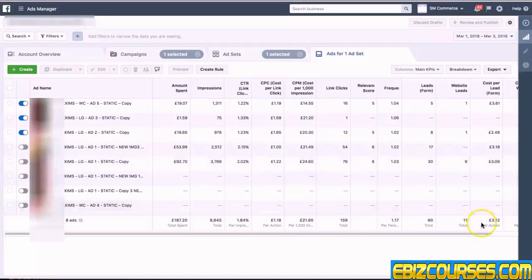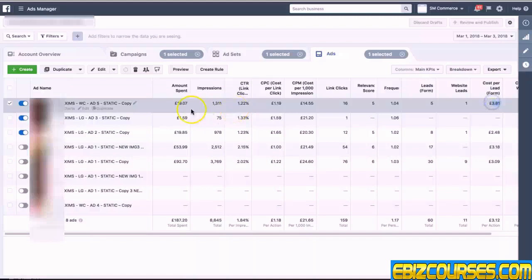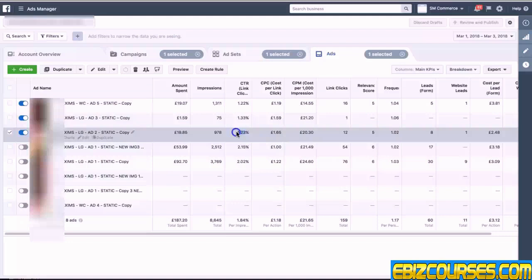So again, I'm looking at cost per lead here for this particular ad set, which is £3.12, and I can see immediately that there's an even spend on these two ads here, £19, but one is performing far worse than the other. If you look across the metrics here, which is quite interesting, the click-through rate is 1.22% for that ad and 1.23% for this ad here. So there's no major difference. Both are way below the ad set average, which was brought up by these two ads which are no longer running.